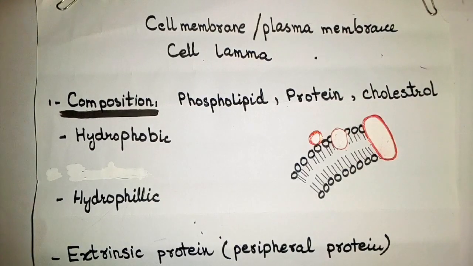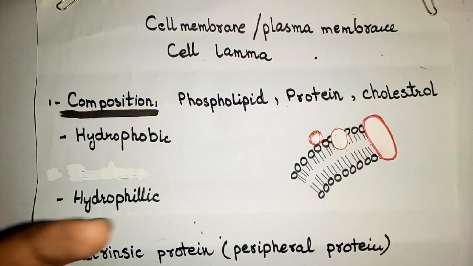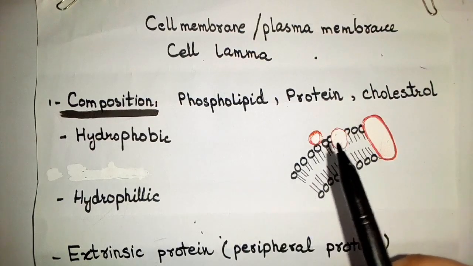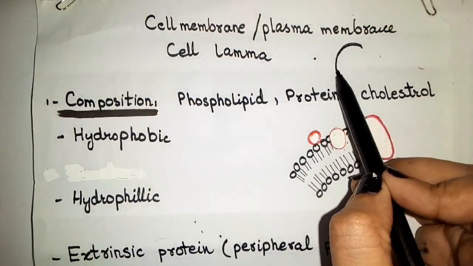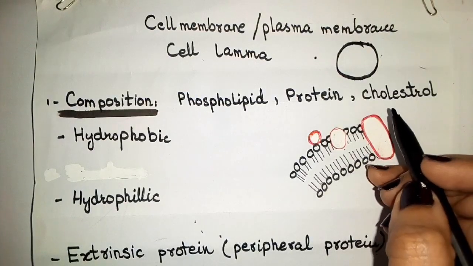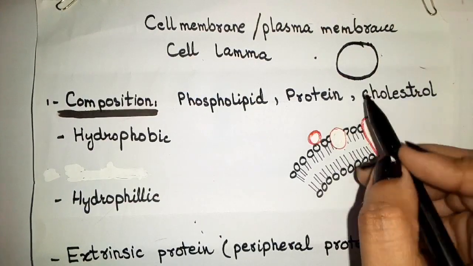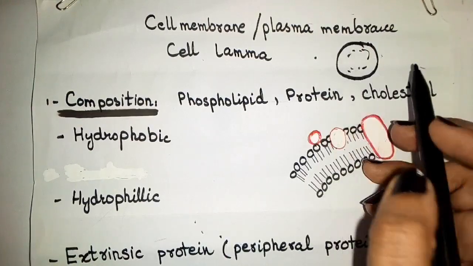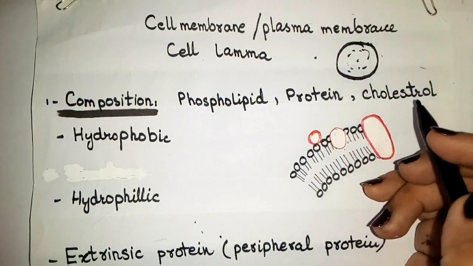There are three names of this thing. Now first thing is that what is cell membrane? Cell membrane is actually the outer covering of the cytoplasm of your cell. It secures your cell content which is present inside and very much essential for us.